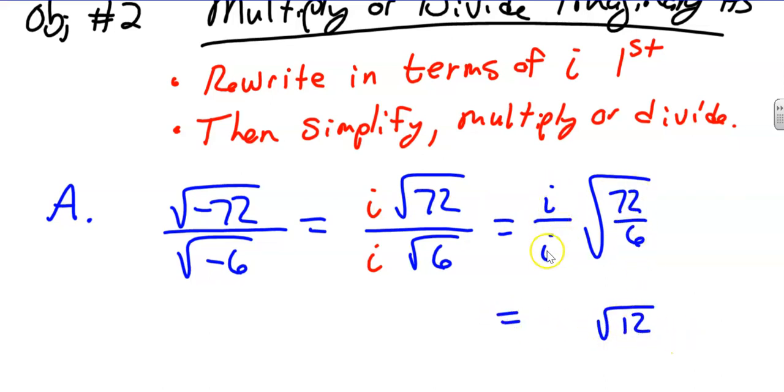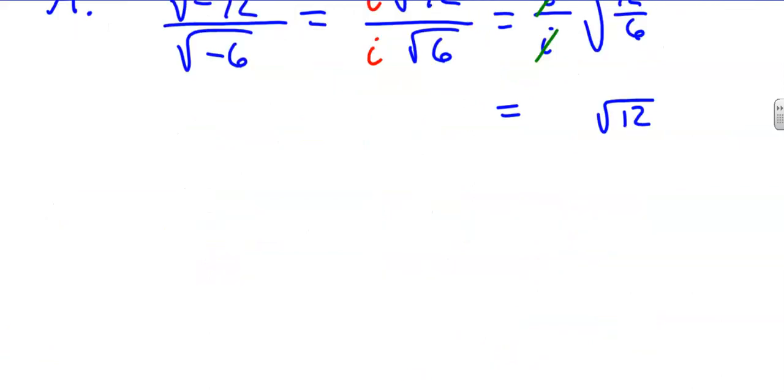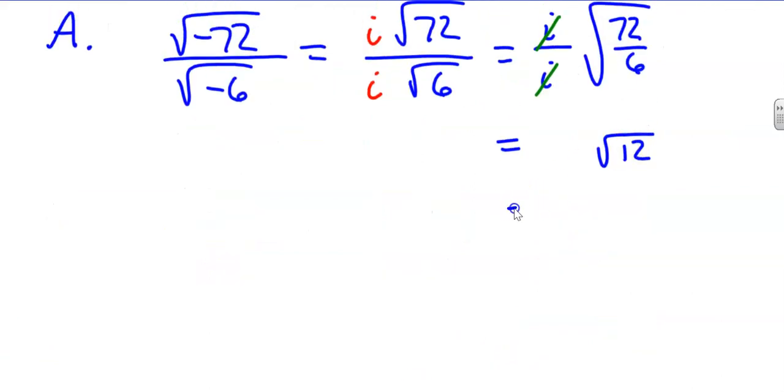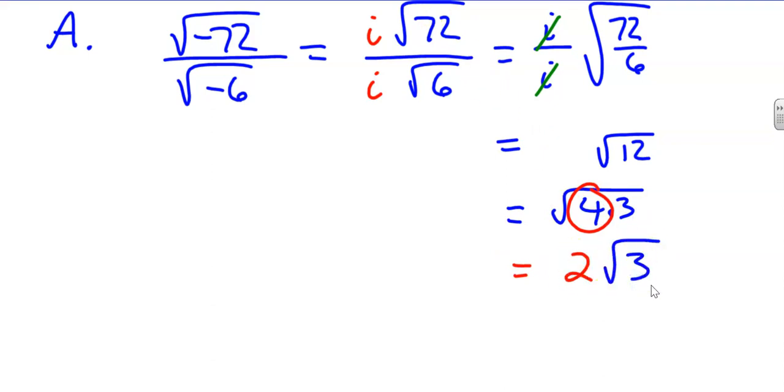And what happens when you do i divided by i? Just cancel that, right? It's gone. So basically the i's cancel each other out. You're left with the square root of 12. And then go ahead and just break that down. 12 would be 4 times 3. But you take the square root of 4 to make it a perfect square root. So that would make it 2 square root of 3.